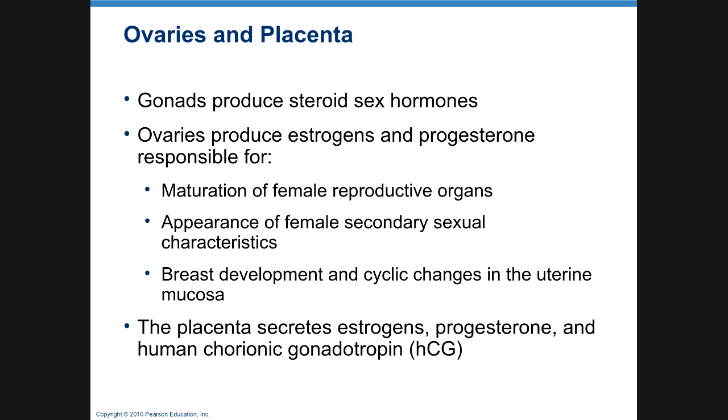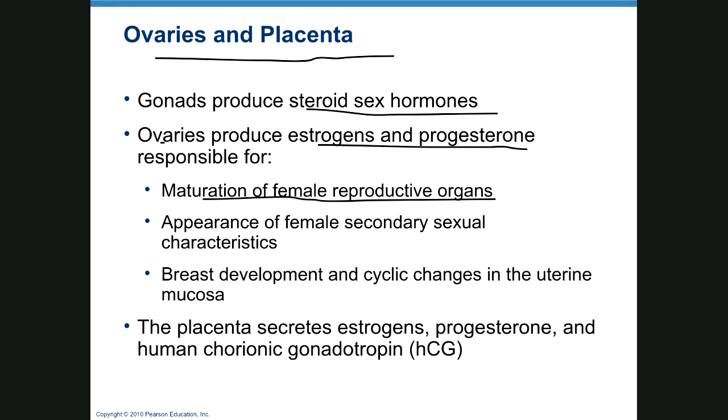Okay, ovaries and placenta produce sex hormones. Ovaries produce estrogen and progesterone, and these promote maturation of the female reproductive organs, secondary sexual characteristics, breast development, and then the cyclical changes in the uterine mucosa. And then the placenta itself secretes estrogens, progesterones, and human chorionic gonadotropin.